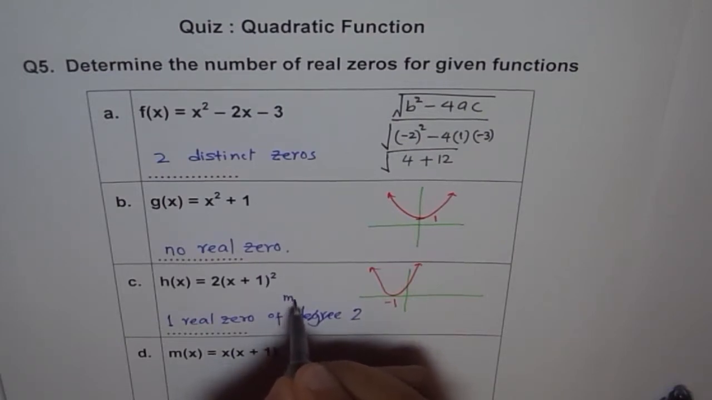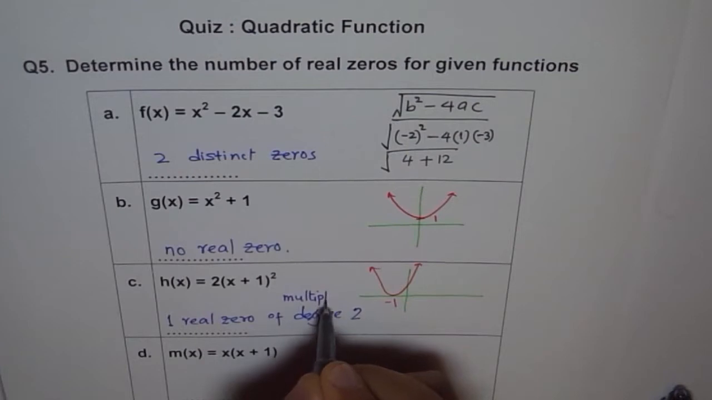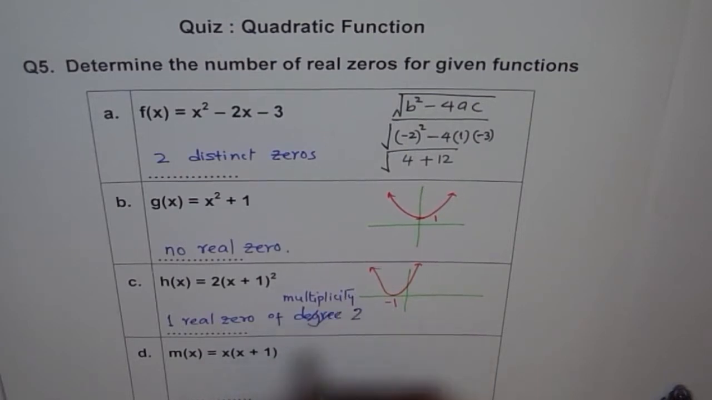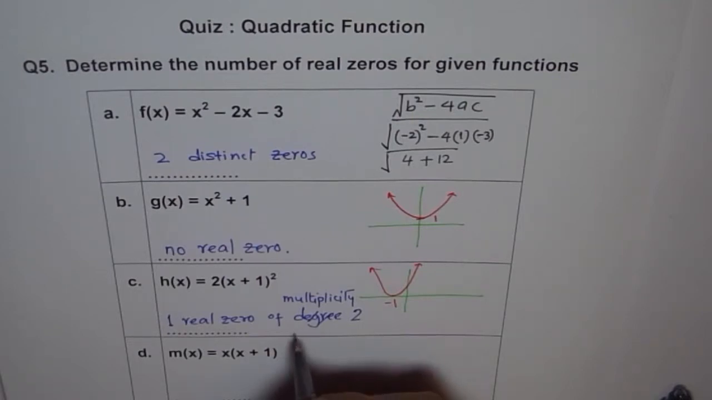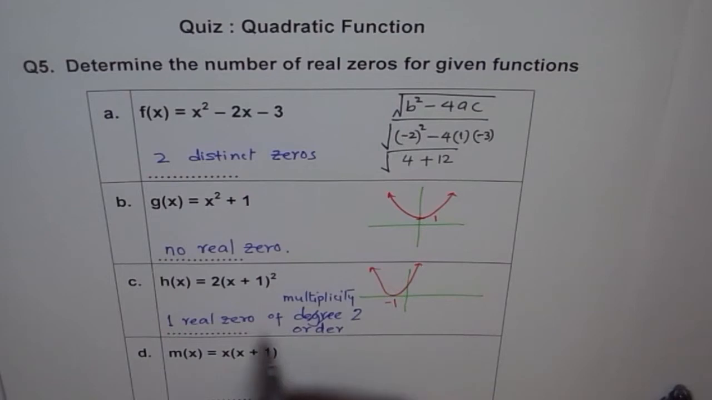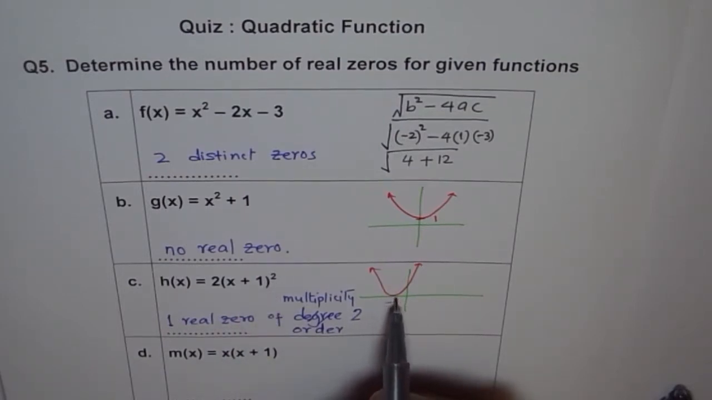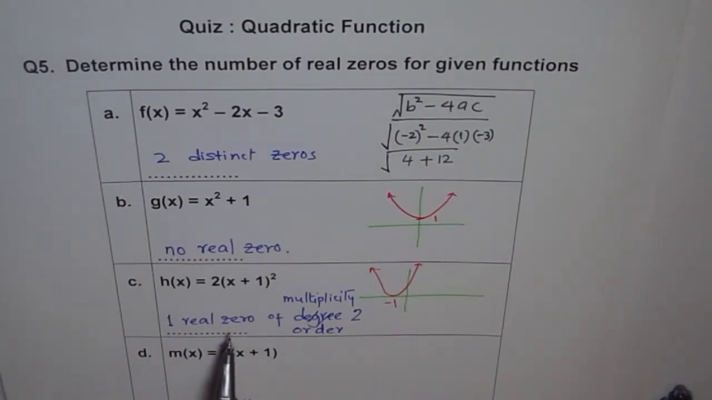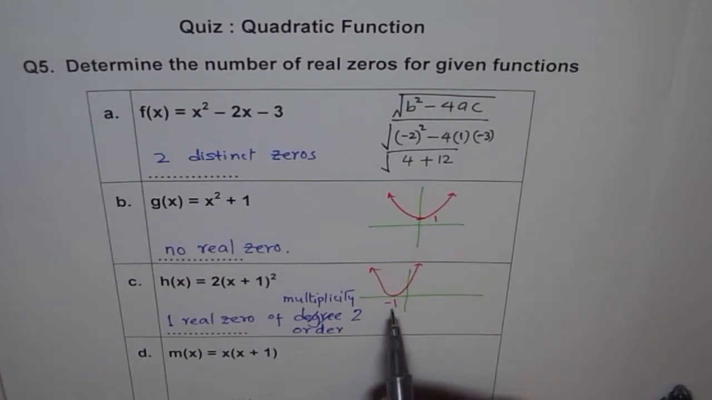Degree or multiplicity, we could use both the terms. Or in general we say of order 2. Degree, you'll get confused with the degree of the equation. So we use multiplicity or order. So you see the multiplicity or order is 2. The graph turns at that point. Do you see that? So we have one real zero, and the zero is at minus 1, but its multiplicity or order is 2.